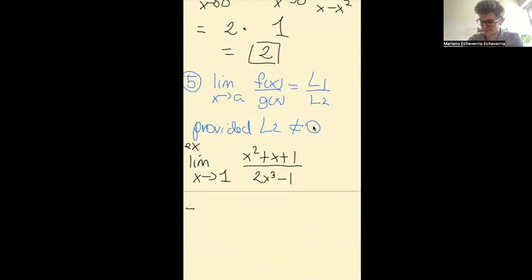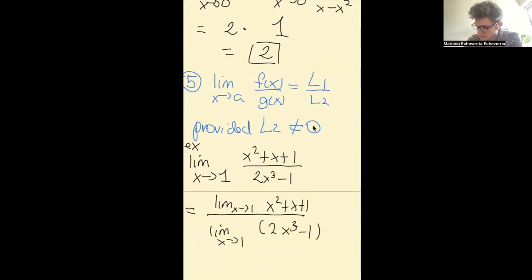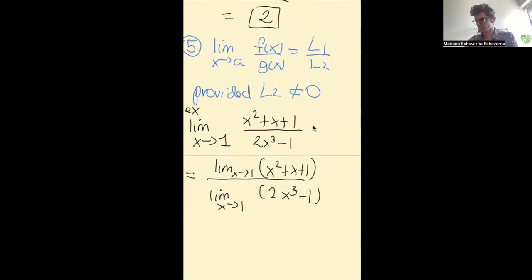So what I'm trying to say is that this is the same as the limit as x approaches 1 of x squared plus x plus 1 divided by the limit as x approaches 1 of 2x cubed minus 1. And the numerator is going to give you 3. The denominator is 2 minus 1, so you end up with 3 as the overall limit.